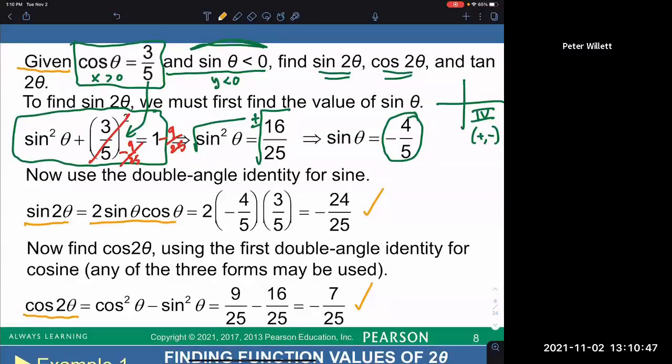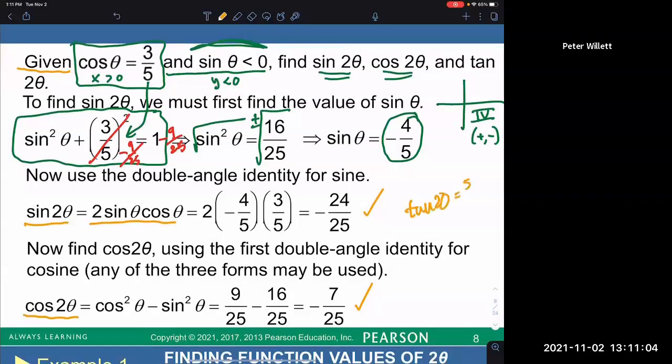Well, I'll point out, if you know sine of 2 theta and cosine of 2 theta, we don't need the identity to figure out the tan of 2 theta, because tan of 2 theta is going to be sine 2 theta divided by cosine 2 theta. So I would just take the sine value and divide by the cosine value to get the tangent of 2 theta. We don't even need the tangent double angle formula for that, but let's see what they do.